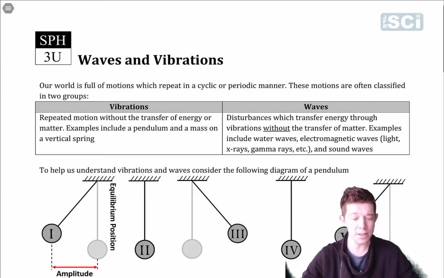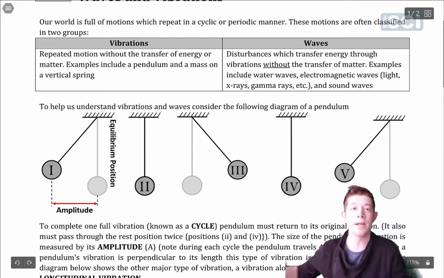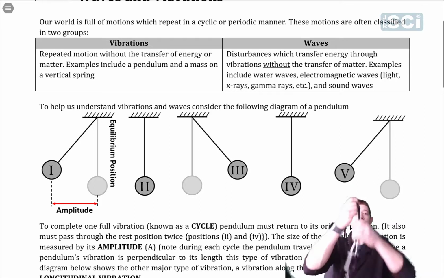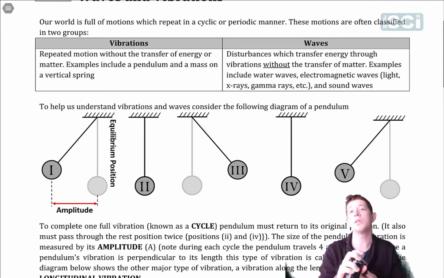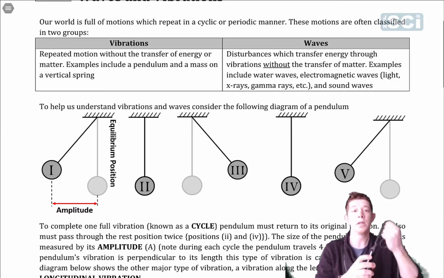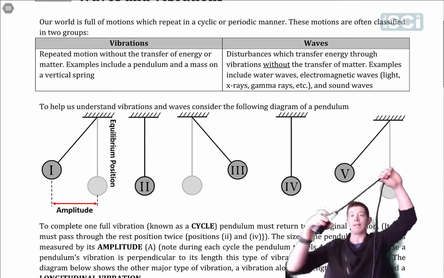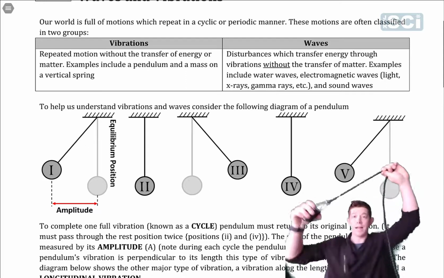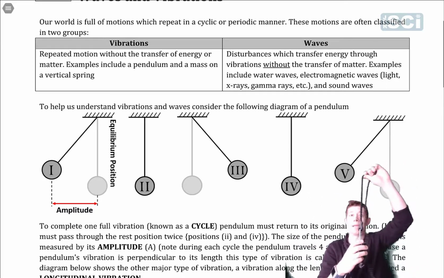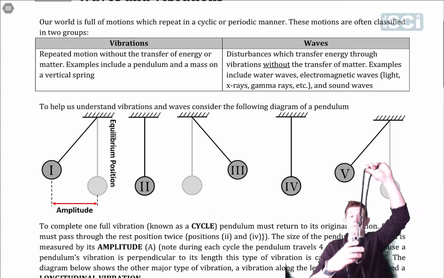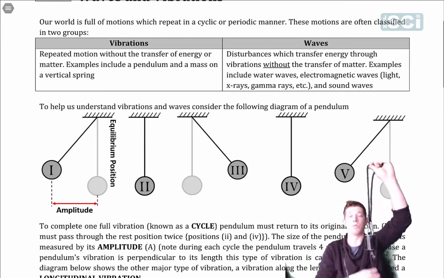Now, to better understand waves and vibrations, we're going to look at a pendulum, and I have one here for us to look at. This pendulum will demonstrate a bunch of different terms that we're going to use when talking about waves. The first one is the path that this pendulum takes. In order for it to be repeated or cyclic, this pendulum has to return to its original position.